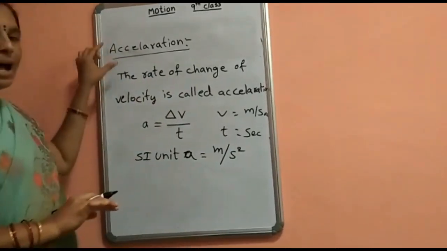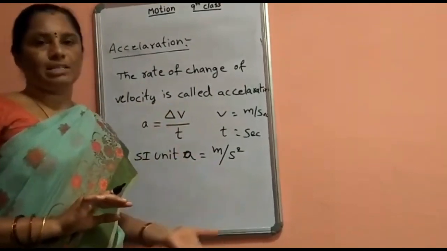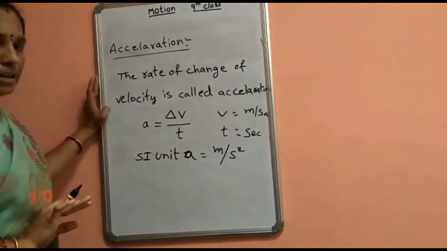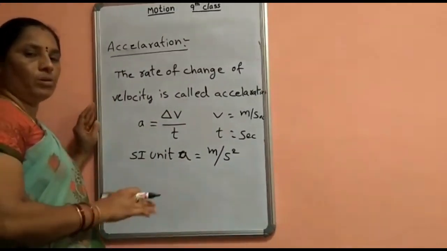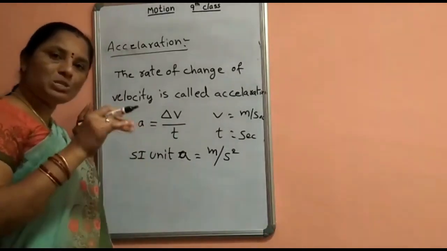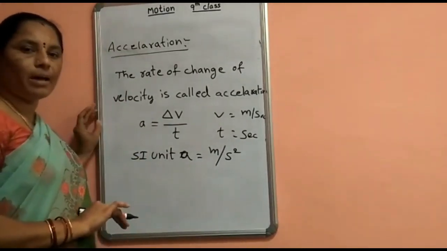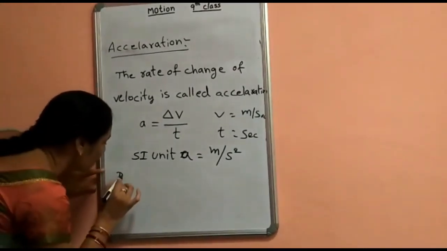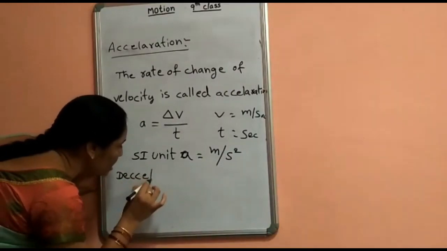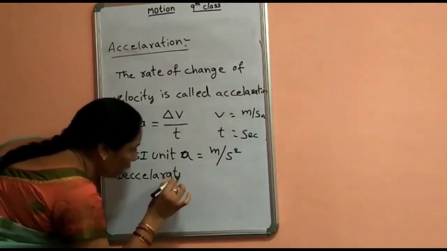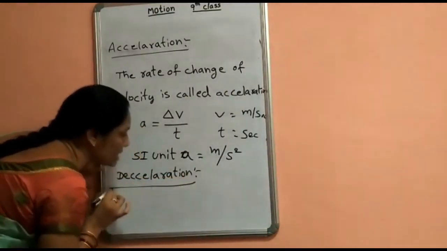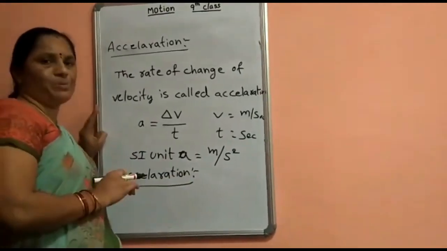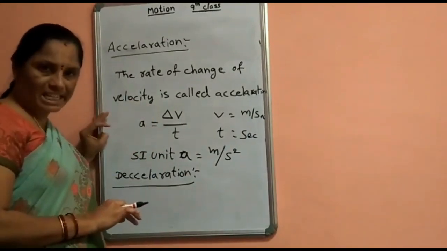Here acceleration does not always mean increasing velocity. Sometimes the velocity also decreases. That is called deceleration. The negative value of acceleration is called deceleration. But what are the examples of acceleration and deceleration?